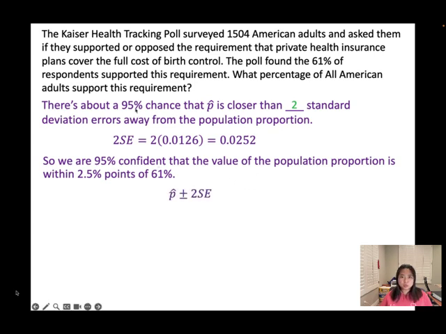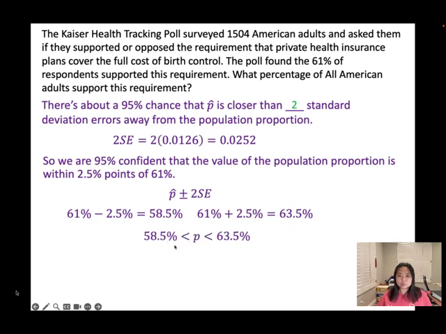Okay, since we know 95%, that will be plus minus 2 standard deviations. So I'm gonna use the sample proportion plus minus 2 standard deviations here. Okay, 1 minus and then 1 plus. You're gonna get 58.5% and 63.5%. So we could use the sample proportion to estimate the population proportion.